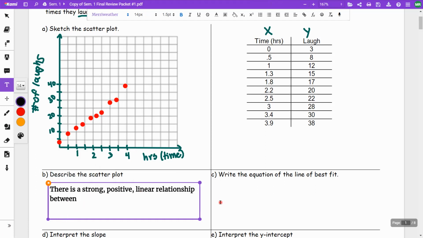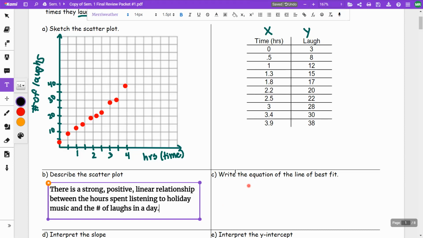Our X is the hours spent listening to holiday music and the Y, which is the number of laughs in a day. Now they want us to write the equation of the line of best fit.